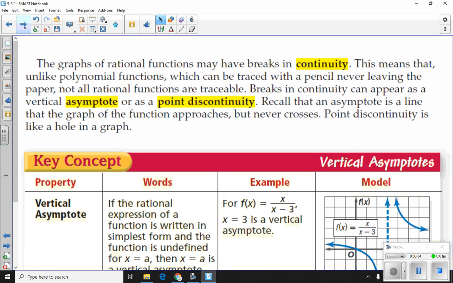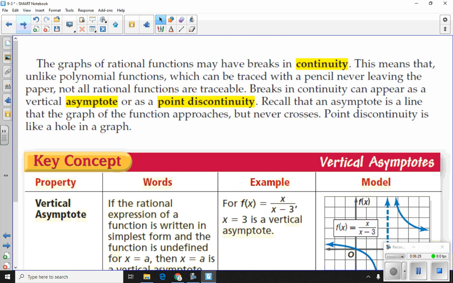So the big thing you need to know is that with rational functions, you're going to have breaks in continuity. That means unlike polynomial functions, which can be traced with a pencil, never leaving the paper, not all rational functions are going to be traceable. Breaks in continuity appear as a vertical asymptote. That was our dotted line. But they could also be a point of discontinuity.